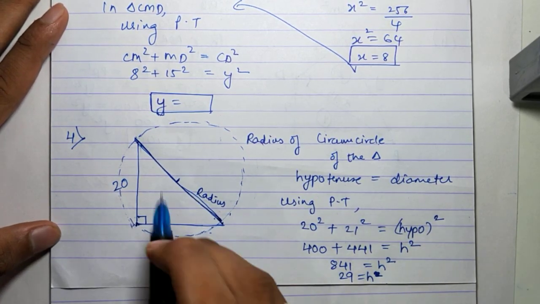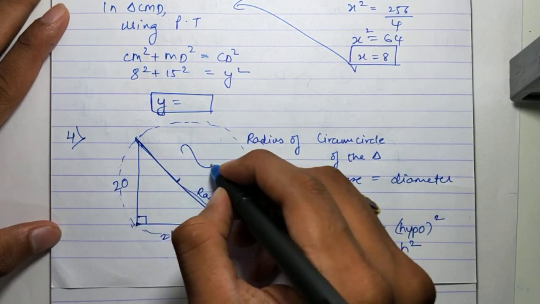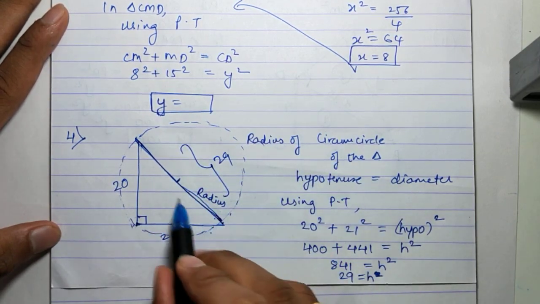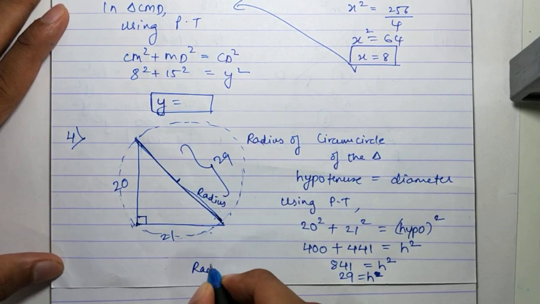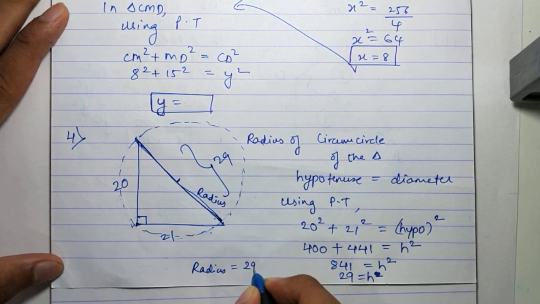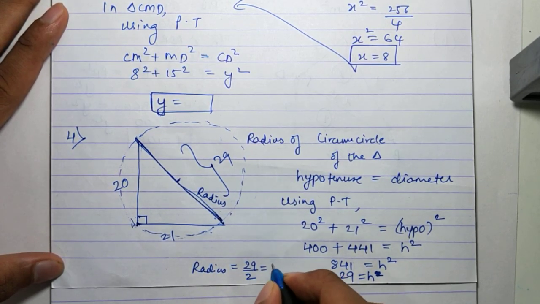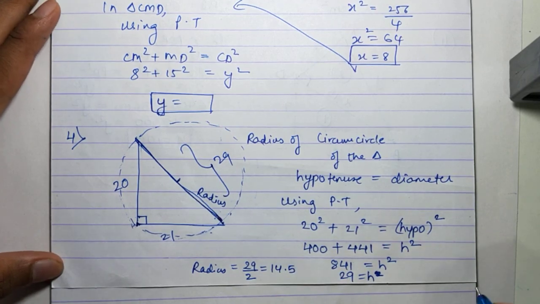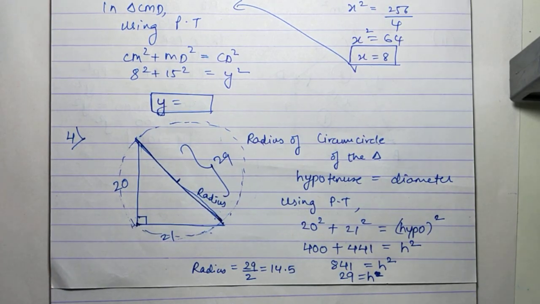If hypotenuse is 29, this full length is 29. So half of it, the radius will be 29 upon 2, that is 14.5. Okay, the radius will be 14.5.